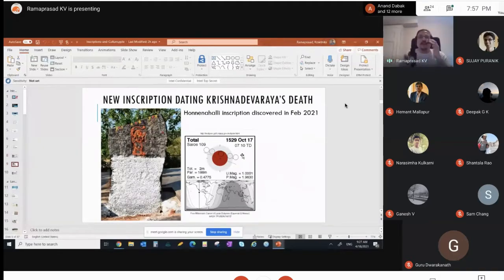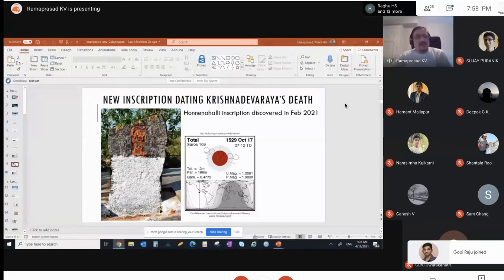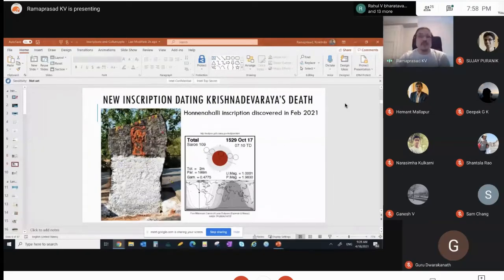They found that this was not read. When we say an inscription was found, many times it's always there in plain sight, but it has not been read and documented. So this one was near a temple, and it was not documented in any of the Epigraphia volumes from Karnataka.